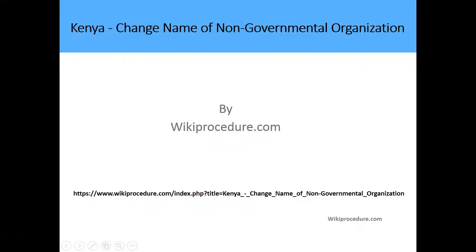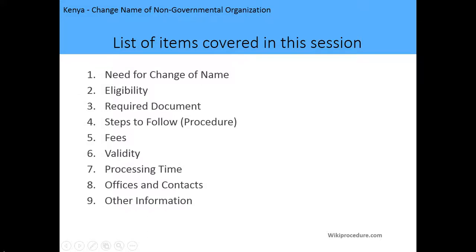So let's get back to our presentation. The list of items which we're going to cover in this session include the need for a name change, the eligibility, the required documents, steps to follow while making the applications, the fees, validity period, processing time, office location and contact information, and any other information that we may find relevant on how to apply for a change of name of an NGO in Kenya.